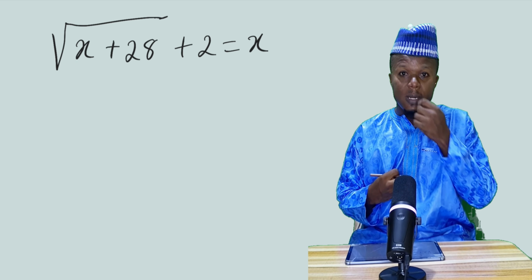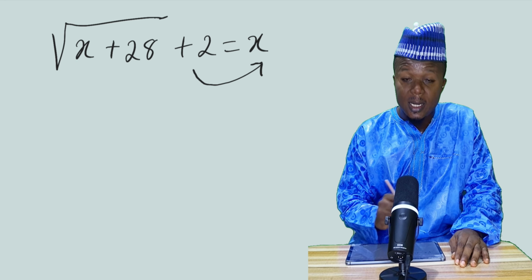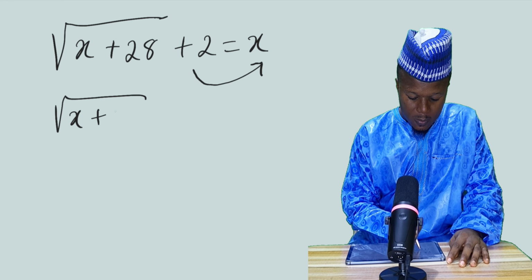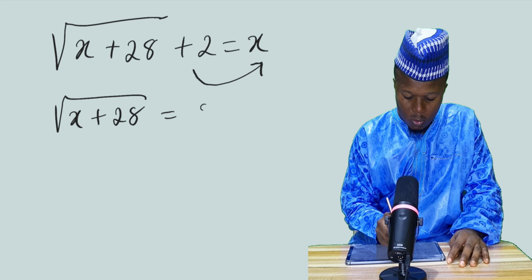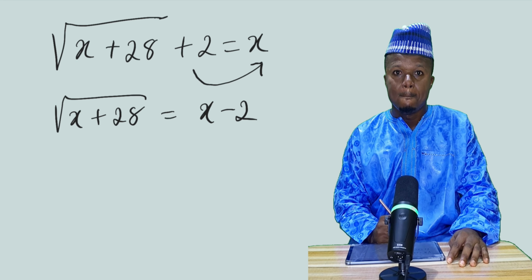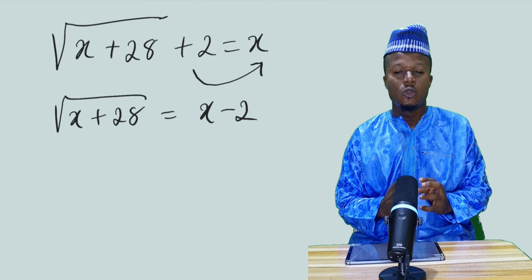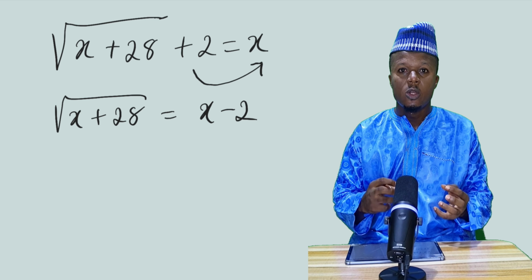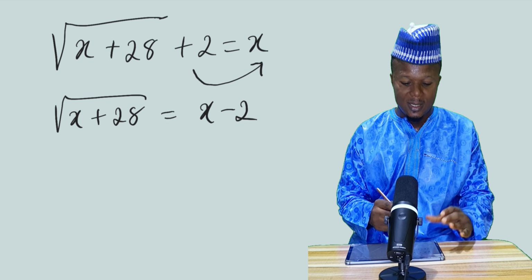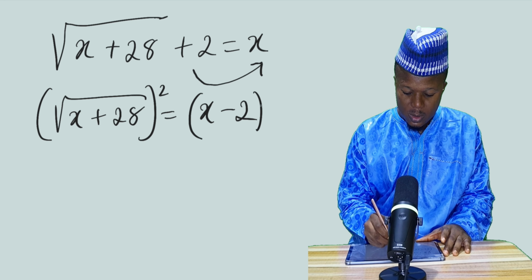To do this, the best thing to do is to move the 2 to the right hand side. When you do that, you have square root of x plus 28 is equal to x minus 2, because the plus 2 coming to the right hand side turns to minus 2. Now the next thing to do is to square both sides, because once we square both sides, we'll be able to eliminate the square root at the left hand side. So we are squaring both sides now.